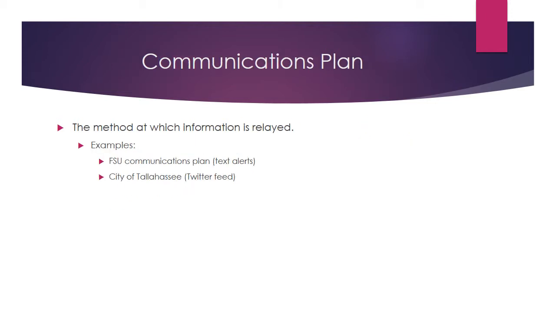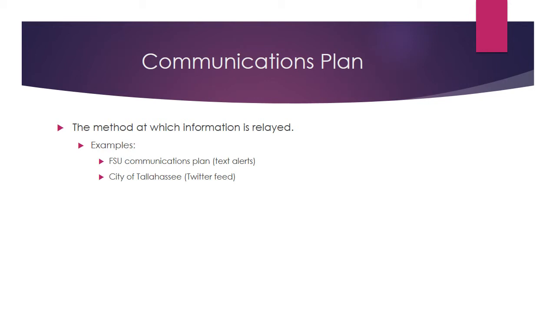The communications plan is the method at which information is relayed. A great example here is the FSU communications plan. We all get the text alerts frequently when we have a tornado here in Tallahassee. That's very, very uncommon for this area, but FSU had that plan. They activated it. Text alerts went out. I got my text message at work before the Weather Channel even announced the warning. So kudos to FSU for that.